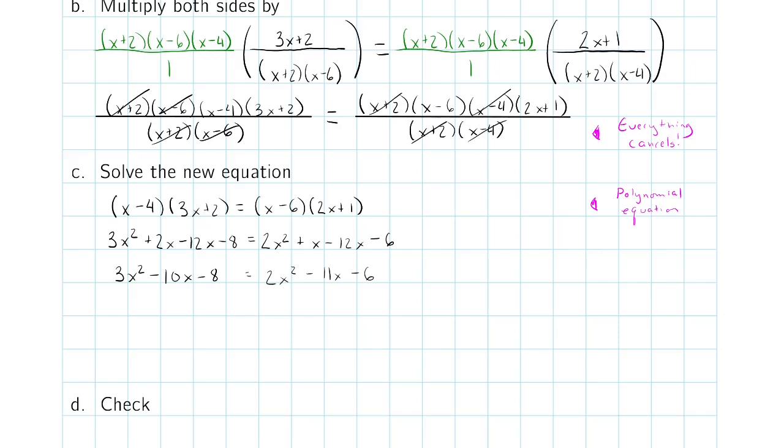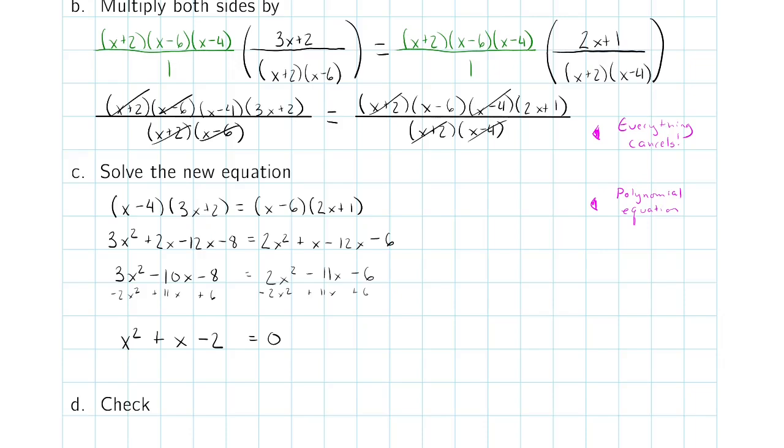And then I will subtract all of the terms on the right-hand side. So I'll subtract 2x squared on both sides. I'll add 11x on both sides. I'll add 6 on both sides. And I think that gives me x squared plus x minus 2 equals 0.